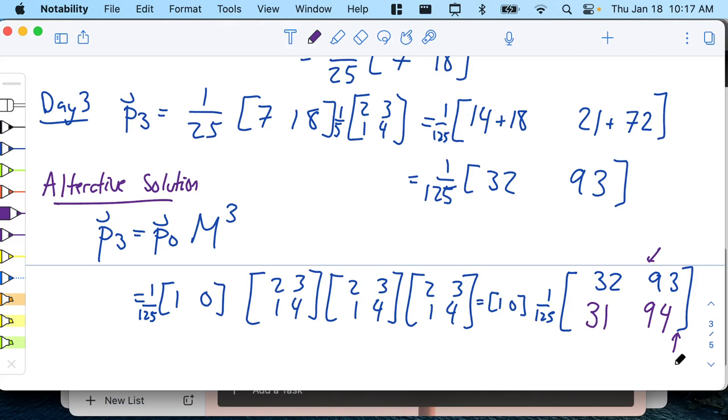Any questions or comments? Yeah? Just wondering, the matrix multiplication, is there a reason why you use a row vector first, and then you multiply by the Markov chain? Yeah, why did I do row vectors for P instead of column vectors? Yes.